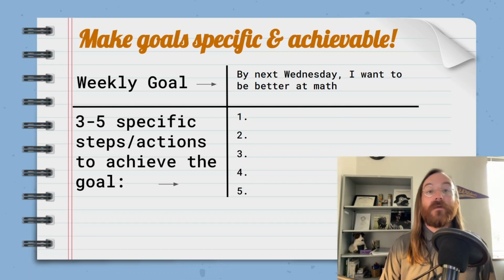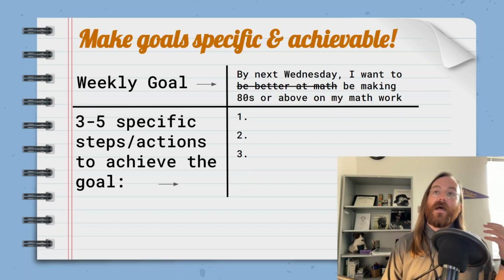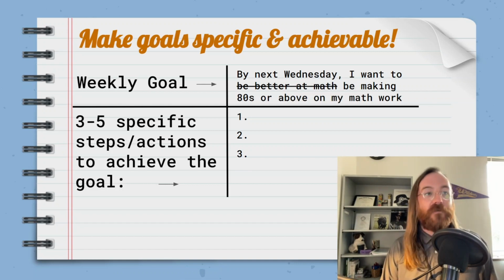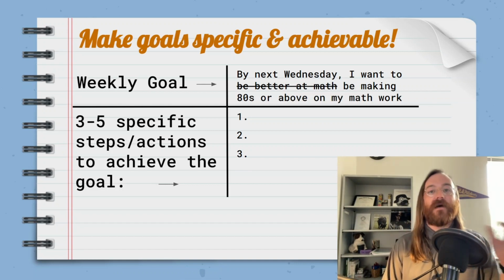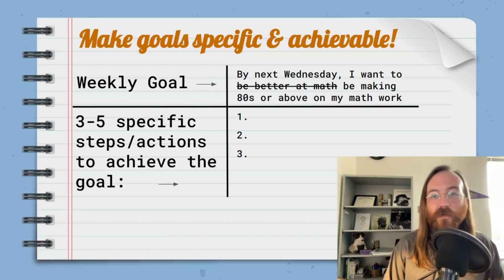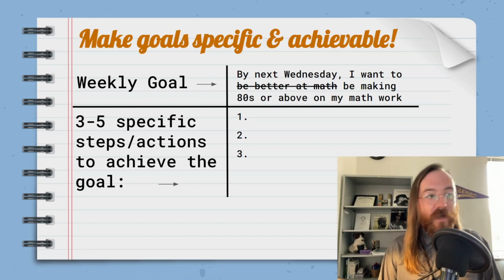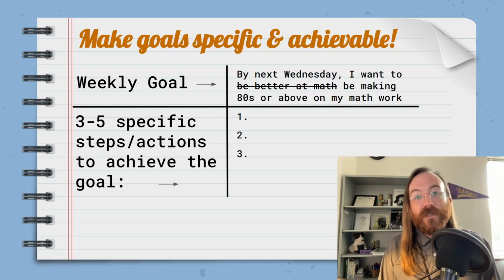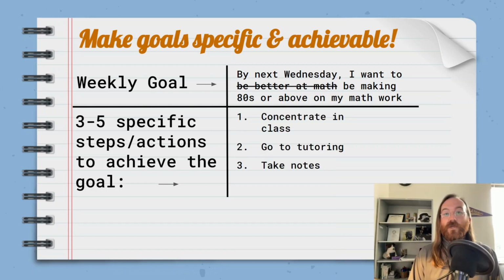And so instead of being better at math, you can say, I want to be making 80s or above on my math work by this time next Wednesday. Now that's a specific goal. It's got a number to it, it's got a very specific time frame, and it's something that you can absolutely achieve in 1 week. When you get down to the action steps, you also want to make those specific.